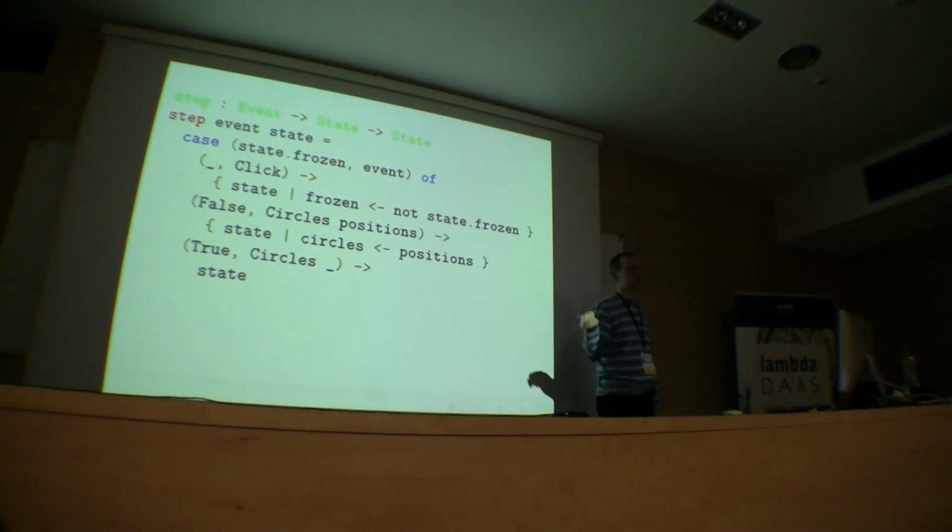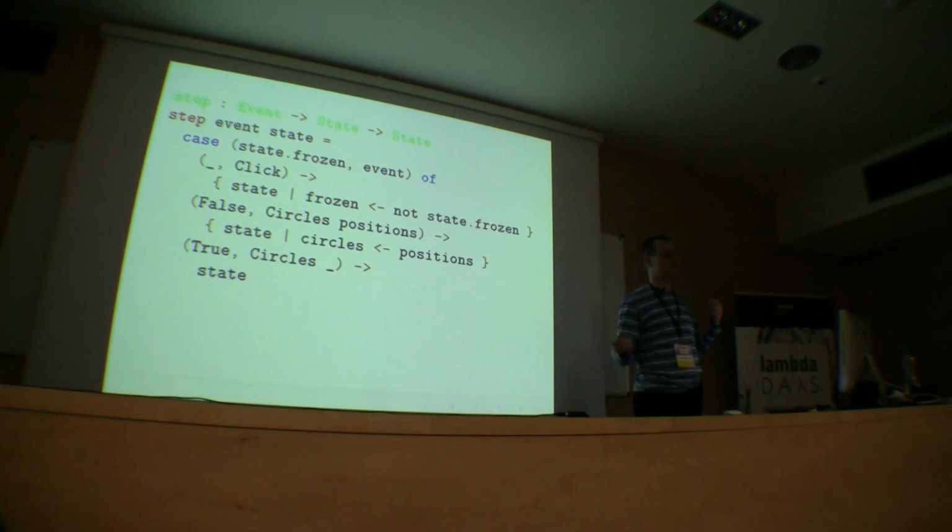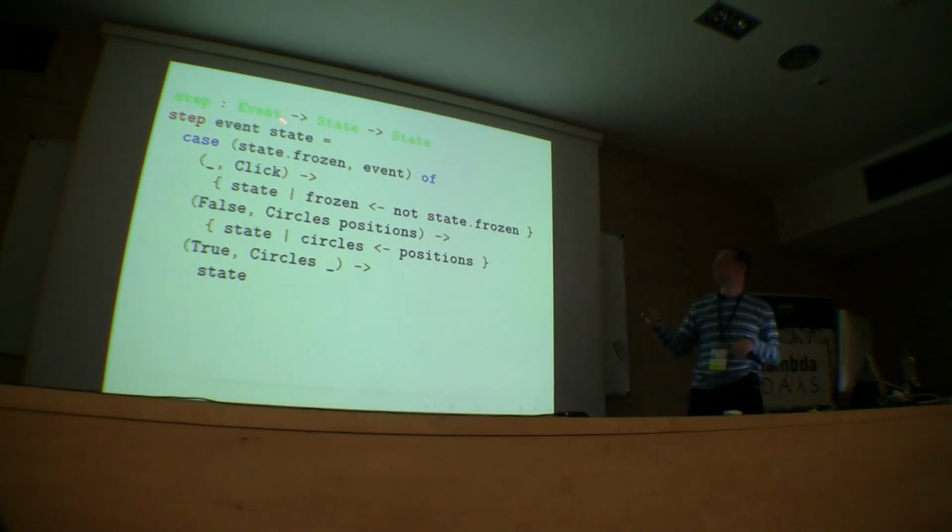So I have my state, I have the input, the signal of input events. I will now need a function that will take the next or the incoming event, take the current state, and will produce the next state. I call this function step. It takes an event, a state, and returns the new state.